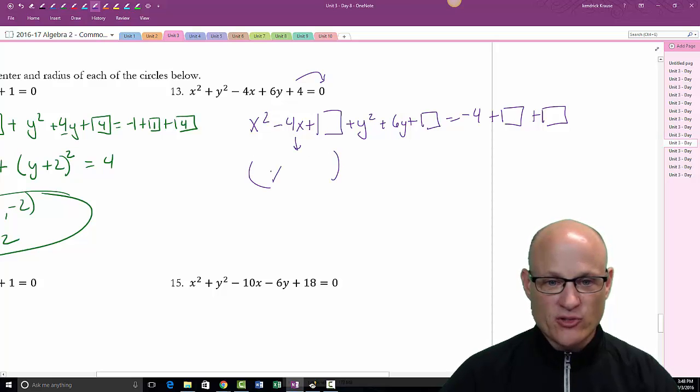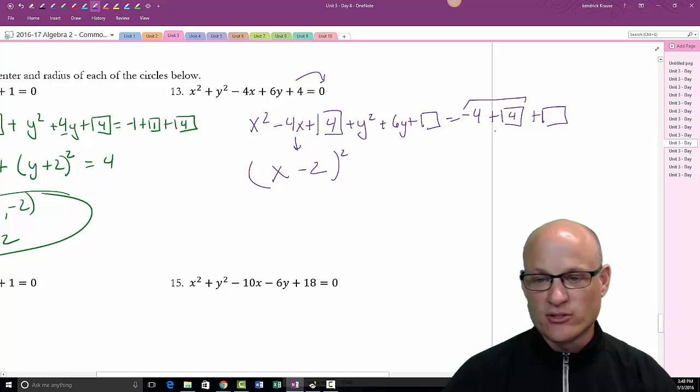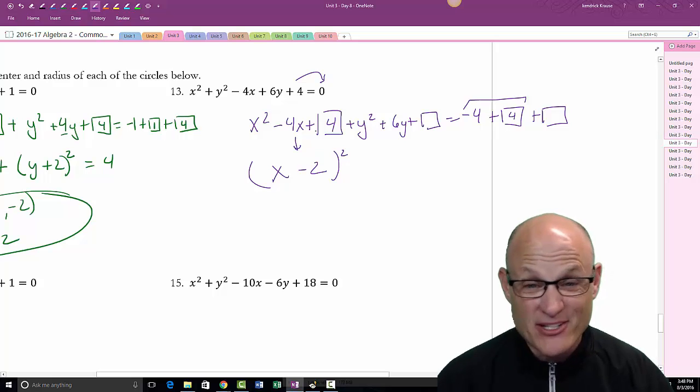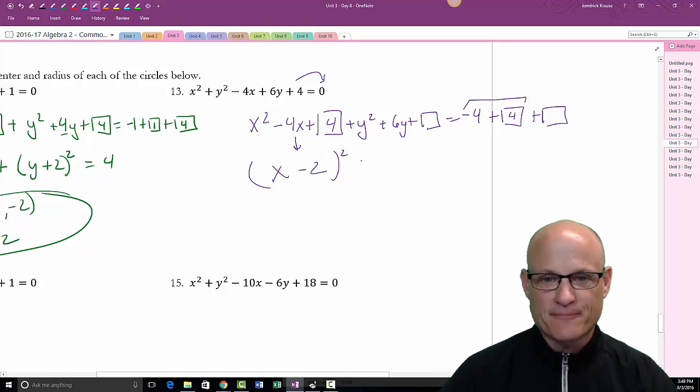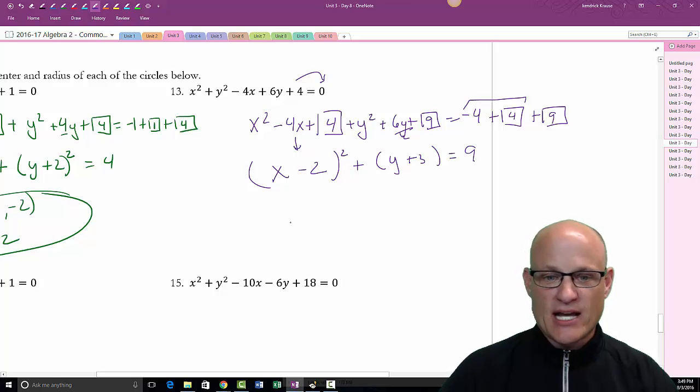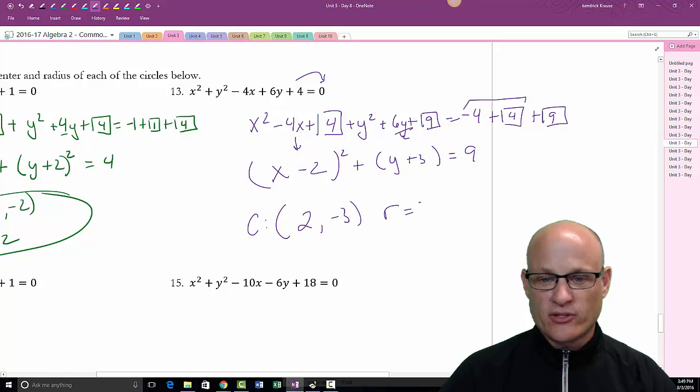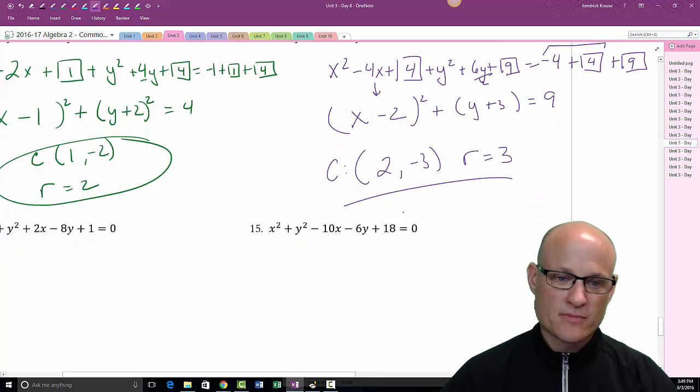Half of this goes here, so x minus 2 squared. 2 squared is 4. Yes, oftentimes these cancel and leave you a perfect square. Sometimes it doesn't and you have to simplify, but that's okay. Plus, don't forget the plus, y, and then half of this is plus 3. 3 squared is 9, so 9. And so the whole right side becomes 9. My center is (2, -3) and my radius is equal to 3.